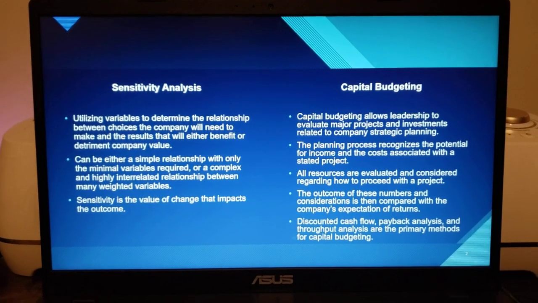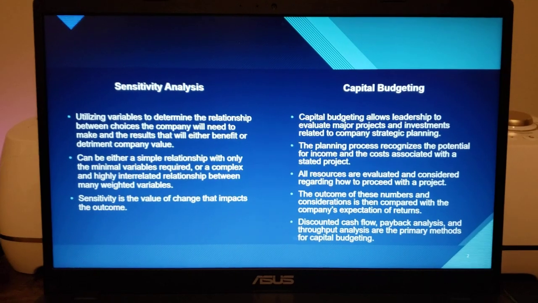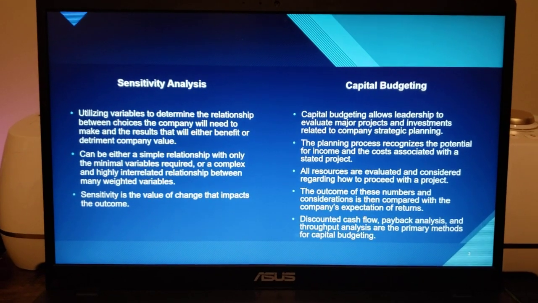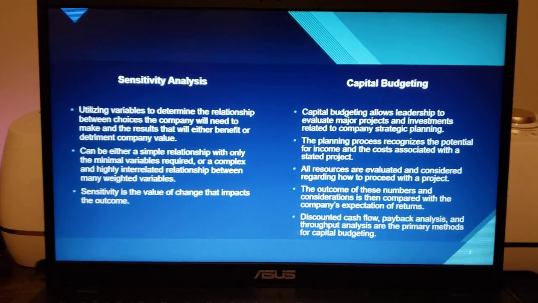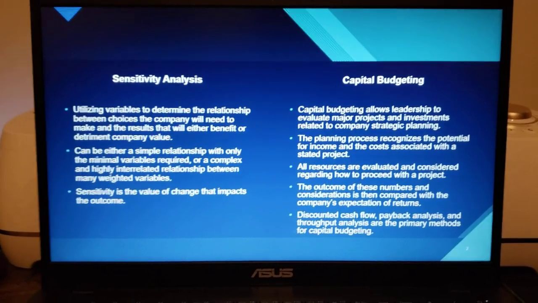The throughput analysis is the most in-depth way to do it, that they are going to look at the company as a whole and look at everything as far as like how everything goes in and how everything goes out. It's the most in-depth and the most accurate.